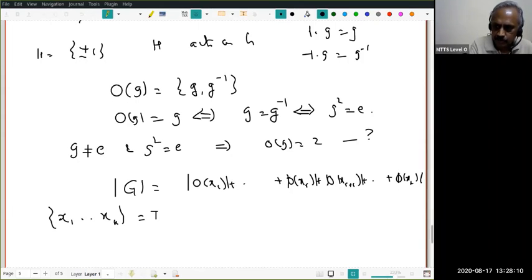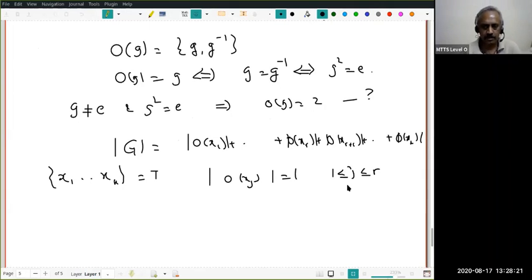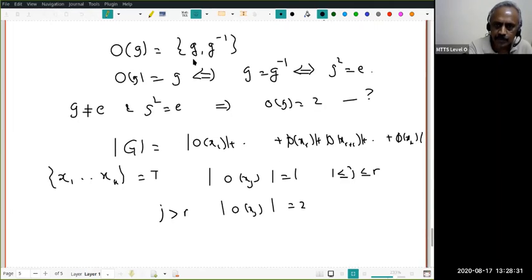Let me further assume I chose the index in such a way that the orbit of xj is equal to 1 for 1 ≤ j ≤ r. Do you understand what I am doing? And the orbit of xj for j greater than r will be 2. Remember, an orbit can have either one element or two elements. The first r orbits have one element each, whereas the remaining orbits have two elements each. Is it okay? Now try to understand this.